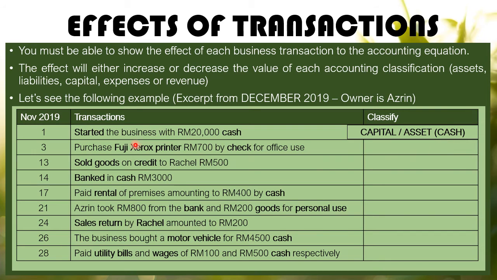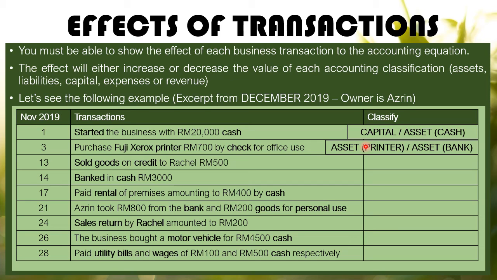Okay, yang kedua pula, purchase Fuji Xerox printer 700 by check for office use. So untuk Fuji Xerox printer dia pula ini asset kita ya, di bawah office equipment. Okay, dia bayar guna check. Okay, bayar guna bank lah maksudnya. Jadi classification yang akan terlibat adalah aset, iaitu printer sendiri, dan juga aset juga lagi satu, tetapi bank. Okay, so orang cakap ni aset. Tapi ni aset printer, ini aset bank. Okay, itu classification yang terlibat lah.